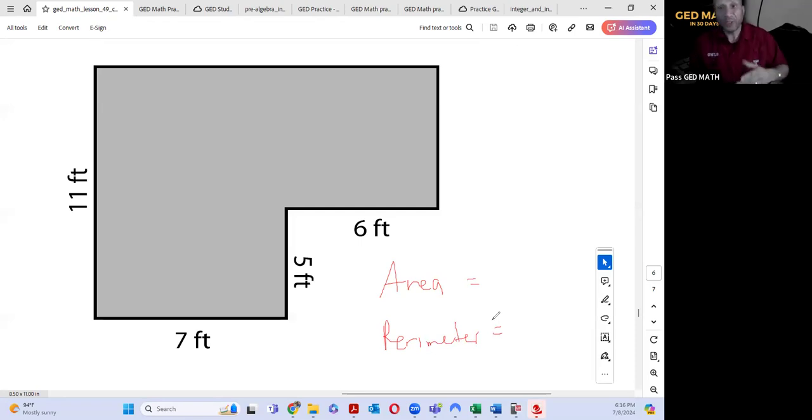Okay. Does anybody know how they would do this problem? Area is equal to length times width, like so 7 times 5. Okay. So 7 times 5. Is that it?